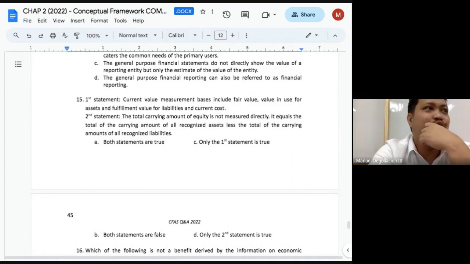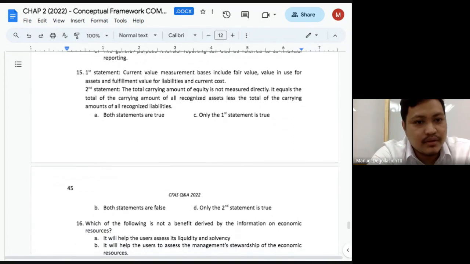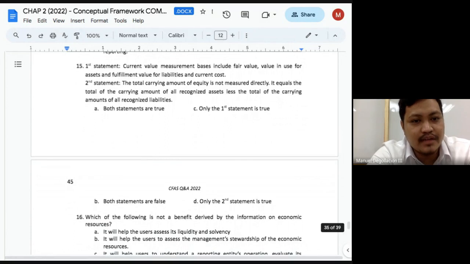Okay, but if you do that, class, then the accounting equation will not be observed anymore. So for the accounting equation to remain true, the valuation of your equity should simply be the difference of your assets and your liabilities. And after all, your financial reports do not give you the current value, class. So there is no point in trying to use the current value of your shares to get the value of the equity of an entity. So that means the answer for number 15 is alpha. Both statements are true.